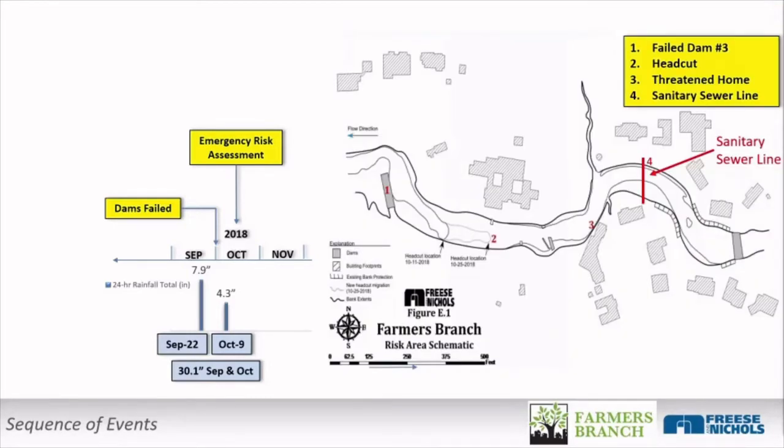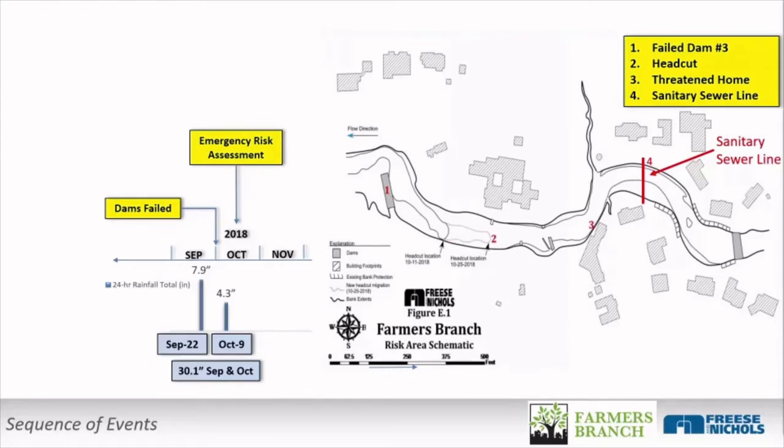As part of that assessment, we identified 4 main issues of concern. The first was the area around dam number 3, which is identified here as this location 1. This area was experiencing severe erosion along the banks of the creek, and residents were rapidly losing their backyards. So this was something of concern. The dam itself represented a risk to the public and it needed to be removed.